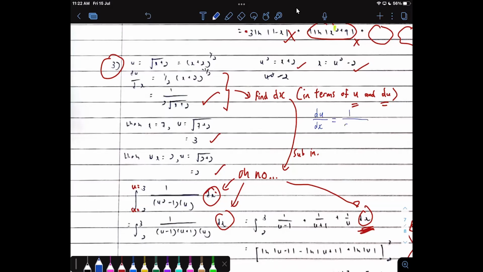Okay, so I'll just show you. This one becomes 1 over 2 times square root of, we know x plus 2 is what? X plus 2 is u square. So you can replace with u square. Can you see that? Yeah. Then after that, simplify, you get 1 over 2u.